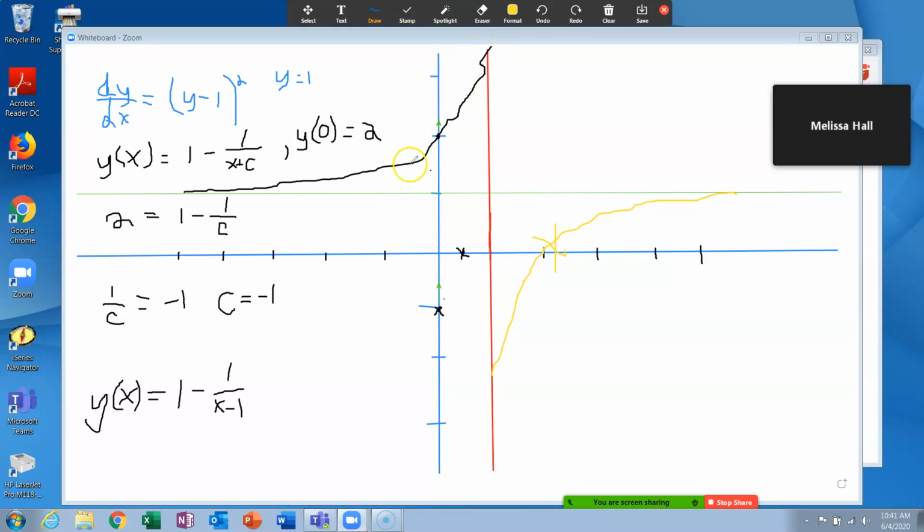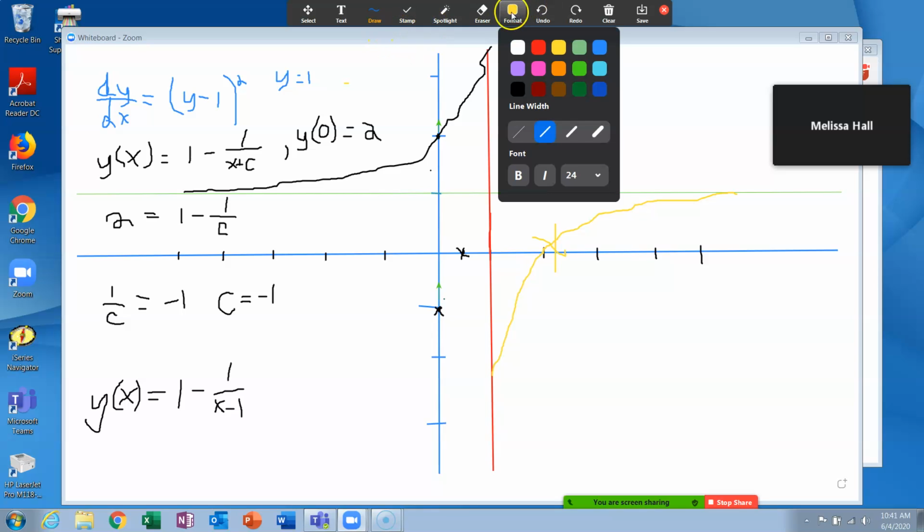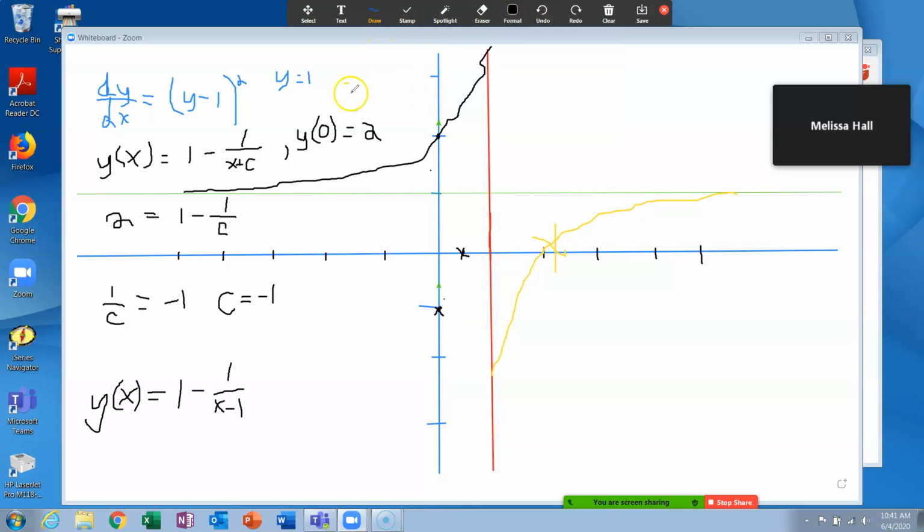But the interval of solution would be negative infinity. Let me go back to a black or something else here so you can read it better. Your interval of solution would be negative infinity, this is ugly, less than x, less than, not less than or equal to, less than 1. That is an x there. Okay. That's your interval of solution.